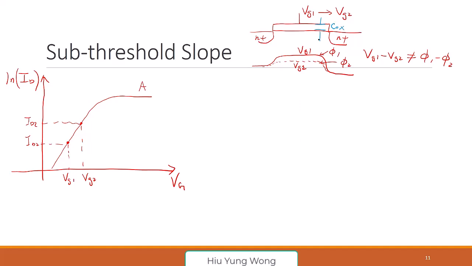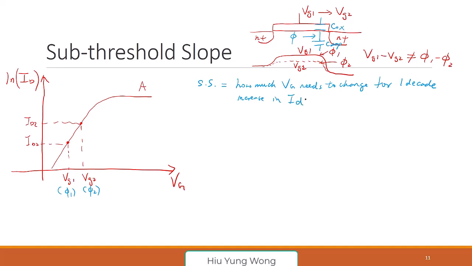C ox, C depletion, and this is phi. Okay. So this corresponds to phi1, this corresponds to phi2, right? For subthreshold slope, you are right. We want to see how much Vg needs to change for 1 decade increase in current, or just in ID.